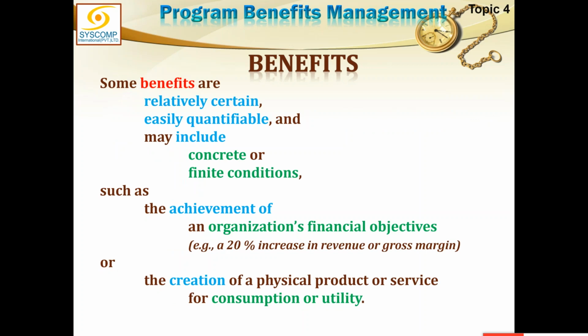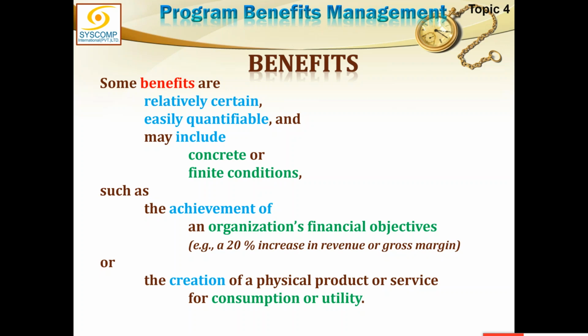Some benefits are relatively certain, easily quantifiable, and may include concrete and finite conditions. That is, when things are very, very clear, such as the achievement of an organization's financial objective. So, if you are told that you have to increase the revenue by 20%, then this is very specific. If we are very clear about it, then we can compare against it. So we are certain that we have to reach the target of 20% revenue increase, and this is easily quantifiable.